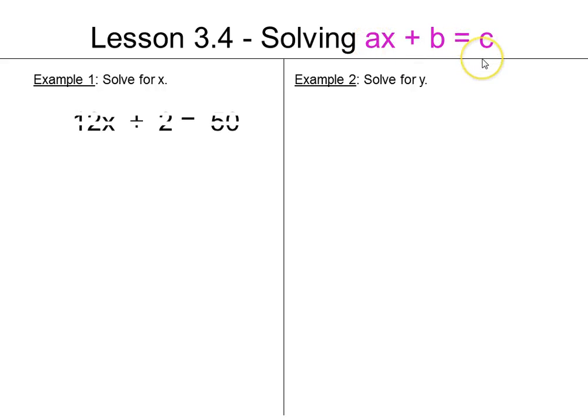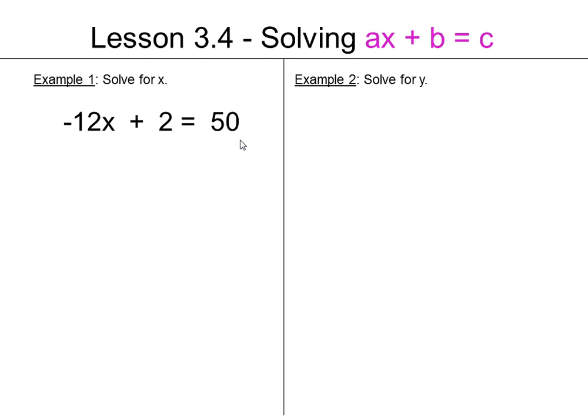So our first example here is negative 12x plus 2 equals 50. In this case negative 12 is the a, 2 is the b, 50 is the c, and that's not really of any importance to know that. It's just an equation of this form. Our goal here is to solve for the variable x. Our goal is to find out what is the value of x that makes this sentence true.